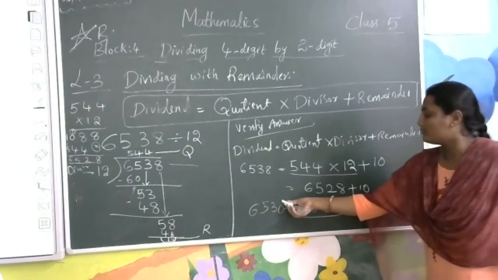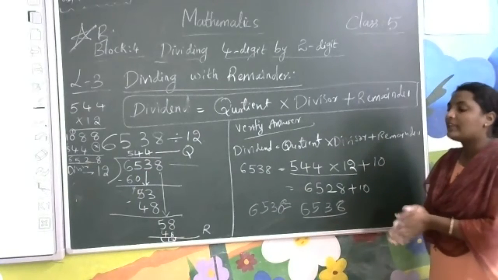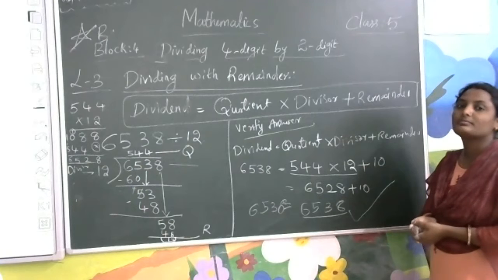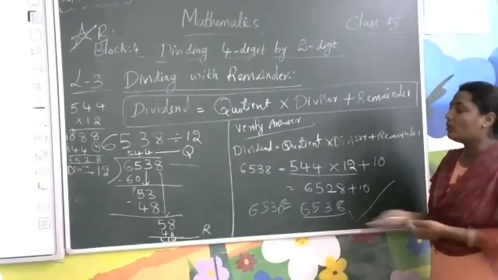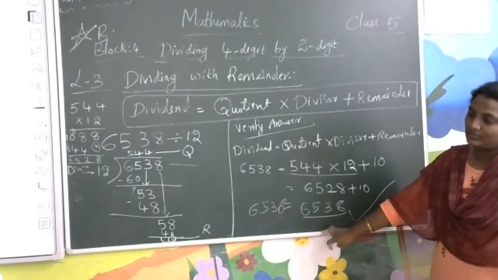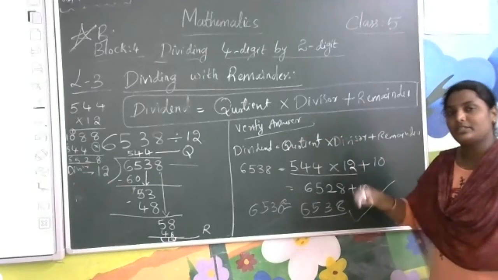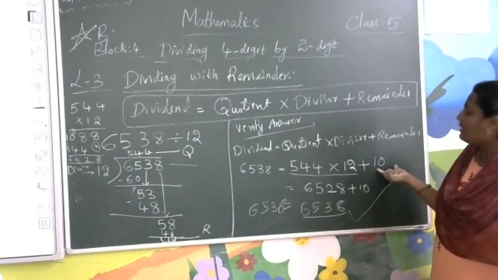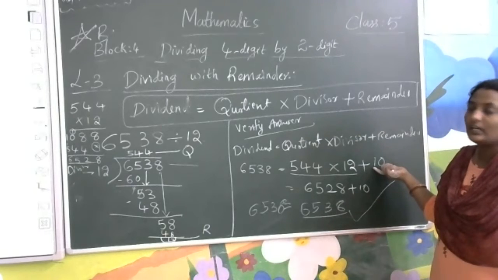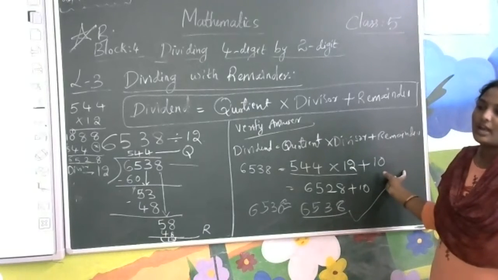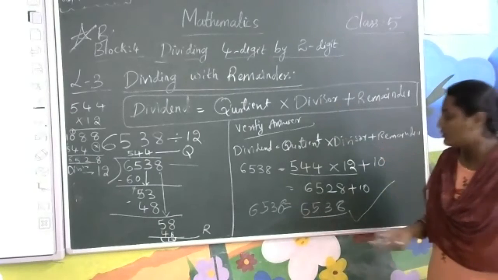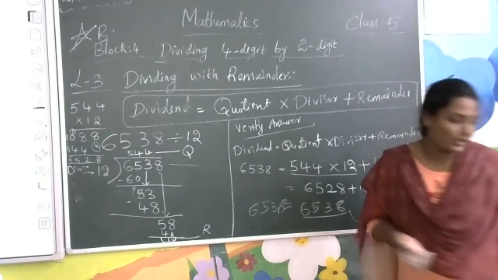Same answer. 6,538 is equal to 6,538. Okay. So we got the answer correctly. We have verified the answer. Traditionally we are adding the remainder. In Maths, we suppose say what a process coming. Remainder is not to be added with remainders. We have to add remainders. So we will get the answer in the next way.